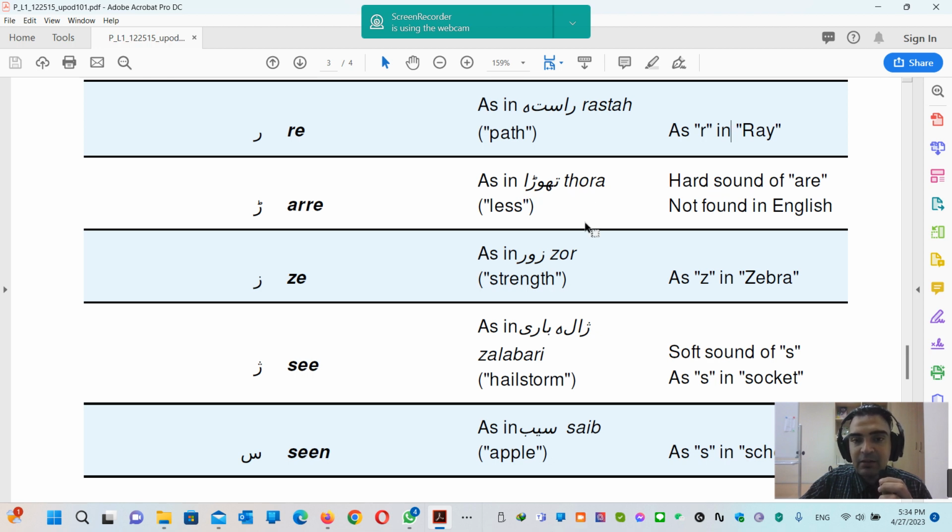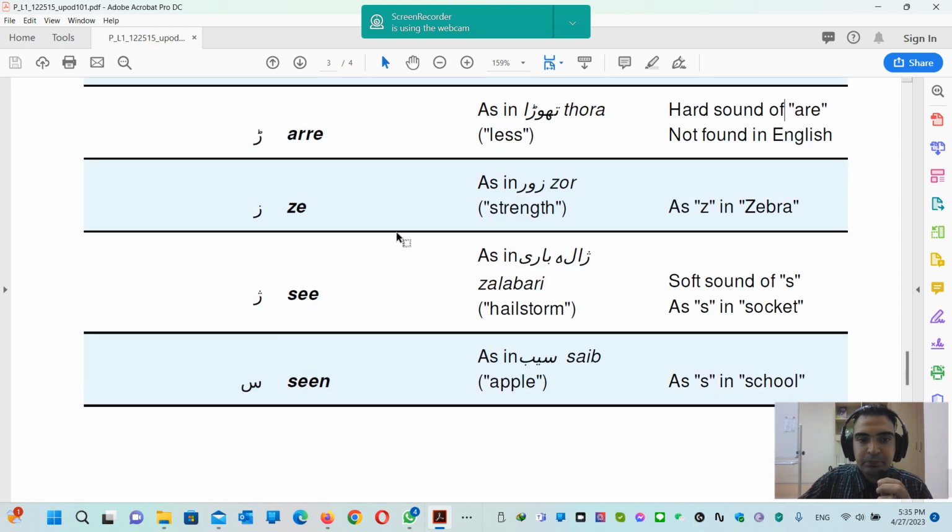Thoda means less in Urdu. It is used as an ending particle of pronunciation in this particular word. So in English, it is like a hard sound of R, as in array. If R is simple, and we make it more heavy, something like that, then it can be similar. But the exact sound is not really found in English. It is like a sound which Urdu can carry on its own.